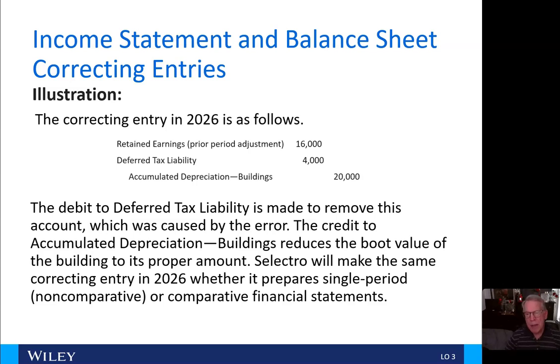Okay, the debit to deferred tax liability is made to remove this account, which was caused by the error. The credit to accumulated depreciation, buildings, reduces the book value of the building to its proper amount. Selectro will make the same correcting entry in 2026 whether it prepares single period, non-comparative, or comparative financial statements.